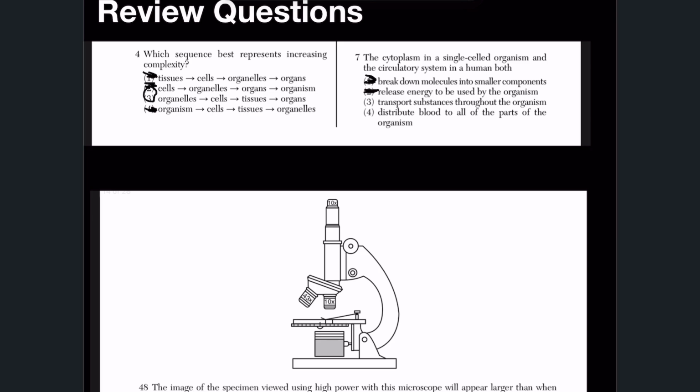And then our final answer, which I guess is kind of the trick one, is number 4 that says distribute blood to all parts of the organism. The reason that's not the answer is because there's no blood within the cytoplasm. Blood is made up of various cells like red blood cells, white blood cells, platelets, which means that the cytoplasm can't be transporting blood because it's much larger than things that would be found within the cell.